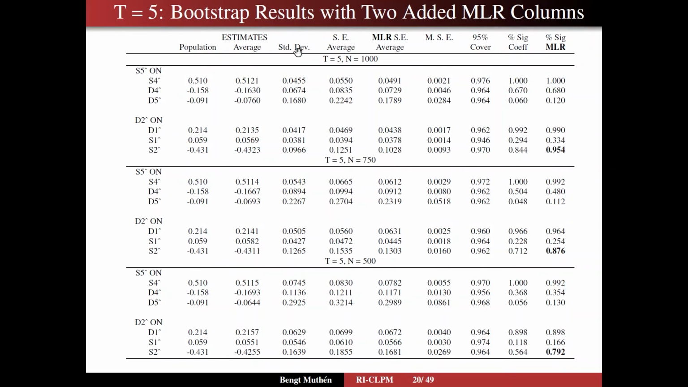So going down, then this is for sample size 1,000, 750, 500. So even for 500, you get fairly good estimates. The population value is only slightly underestimated here, ignorably. The MLR standard errors are still better than the standard errors of bootstrapping. Coverage is good for bootstrapping. The power estimate for bootstrapping is quite low here, and closer to 0.80 for MLR.